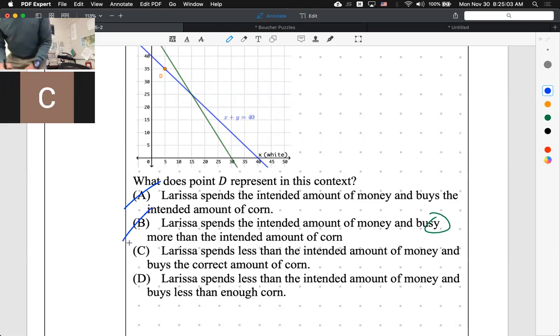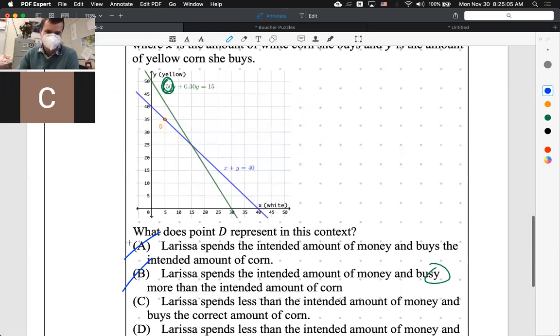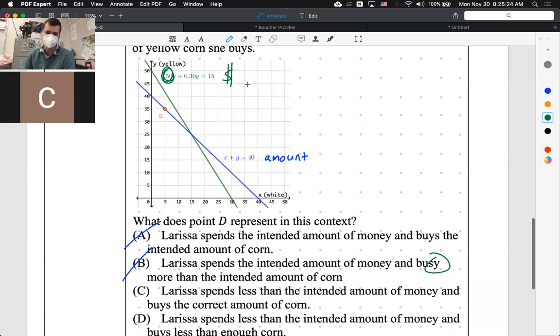She's not on that blue line. The blue line, and maybe we can write this down, is the amount of corn, I think is how Katie said that. And this green line is the money. How much money did she spend? If you're on that line, that means you've solved it. She's not on the green line, so anything that's talking about money is incorrect if she spent the intended amount.